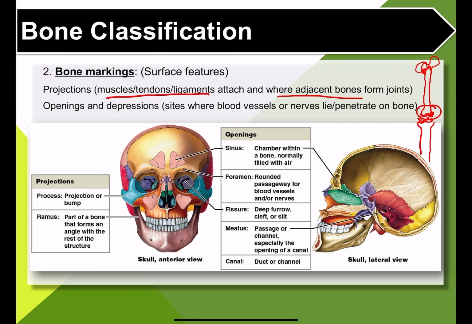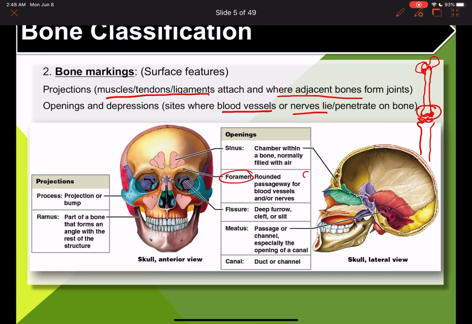Now, the other types of bone markings are openings and depressions. Just as you have projections, there will be depressions as well. Openings are usually sites where blood vessels or nerves go into or penetrate the bone, okay? For example, foramen. Foramen usually means a hole of some sort through the bone in a circular shape that allows a particular blood vessel or nerve to go through. For example, the optic foramen is for the optic nerve to go through and then towards your occipital lobe of the brain that we'll talk about later in the semester.